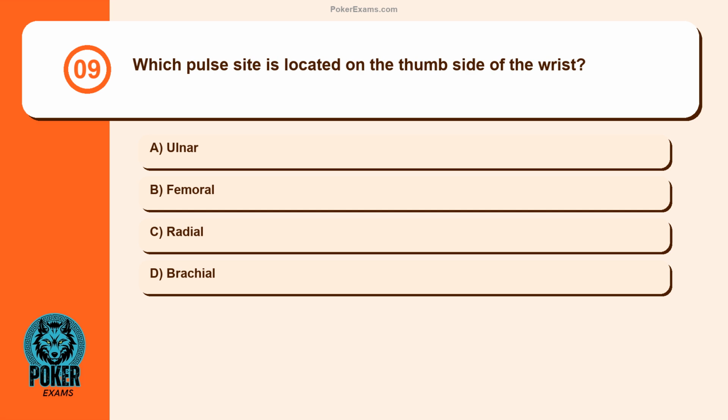Question 9. Which pulse site is located on the thumb side of the wrist? Ulnar, femoral, radial, brachial.